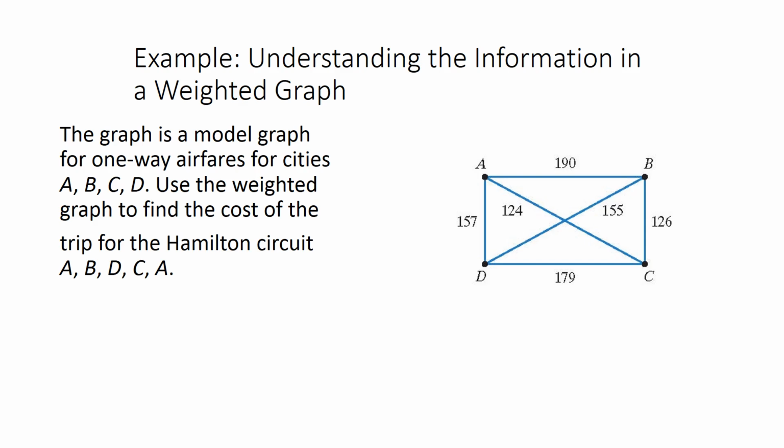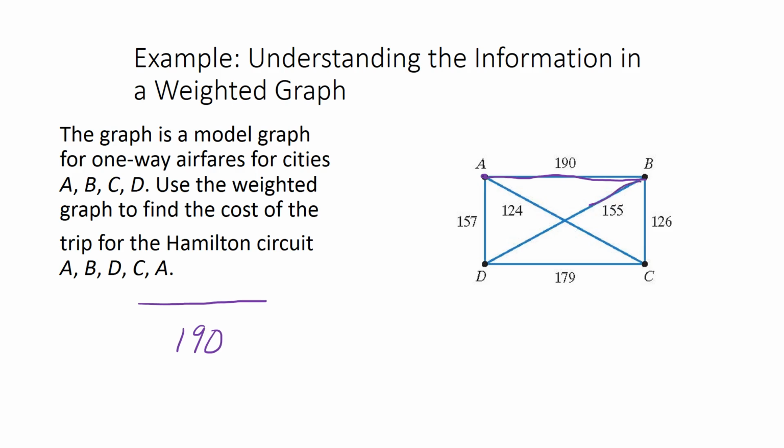The graph is a model for one-way airfares for cities A, B, C, and D. Use the weighted graph to find the cost of the trip for the Hamilton circuit A, B, D, C, A. So we want to find the total cost. Again, these are dollars. If I fly from A to B, that's going to cost me $100. Again, we're following this circuit here. A, B. If you want to trace it ahead of time, you can.